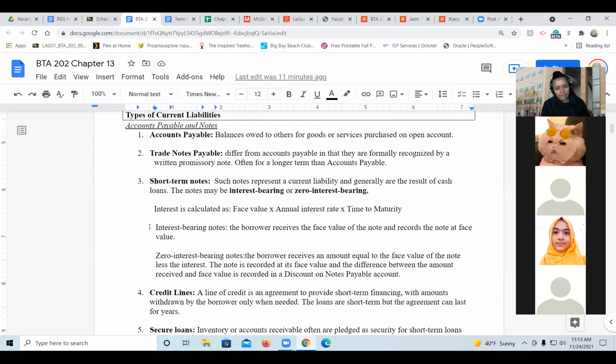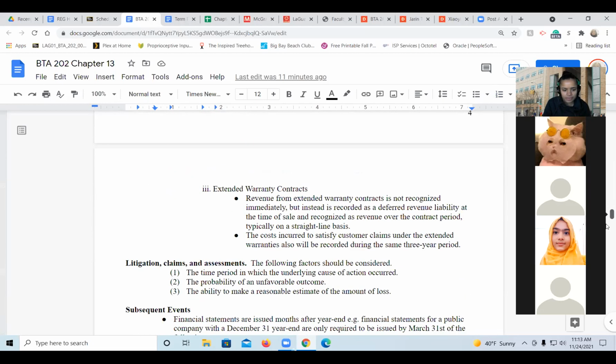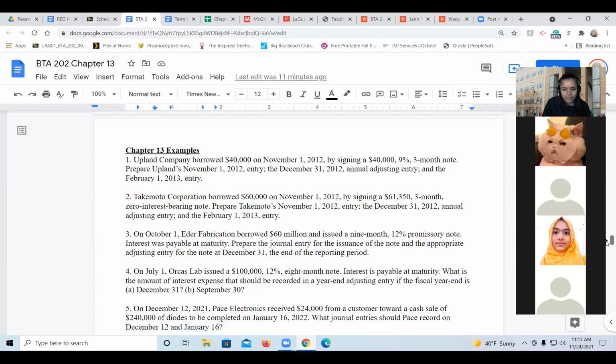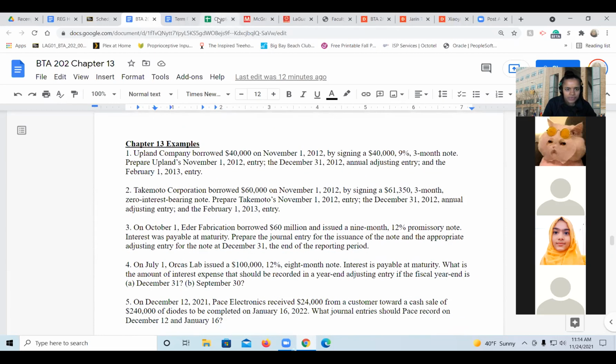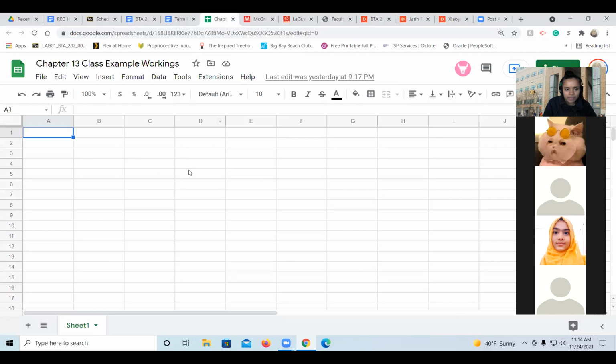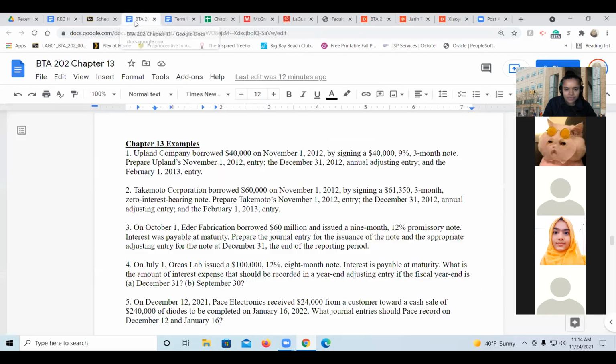So we've gone 1 through 3, and I think it's a good time to look at a few examples here, so we can just break it up a little bit. I think these first 4 examples are to do with calculating interest, so let's hit these examples to keep everybody awake, basically. So Chapter 13 examples, again, all on the same document that's on Blackboard. This is page 6 of that document. There's also the class example workings. The link to that is also on Blackboard.